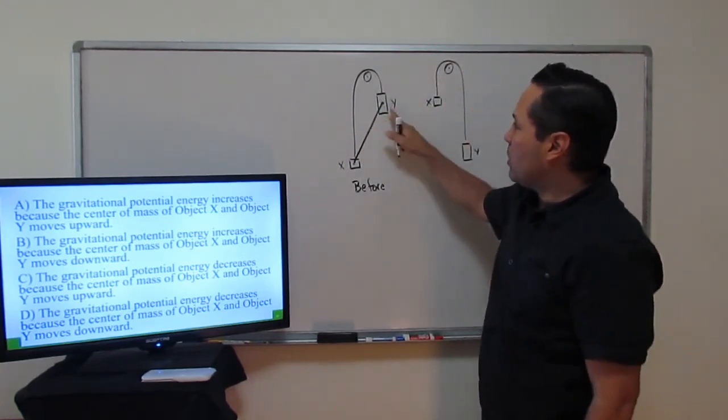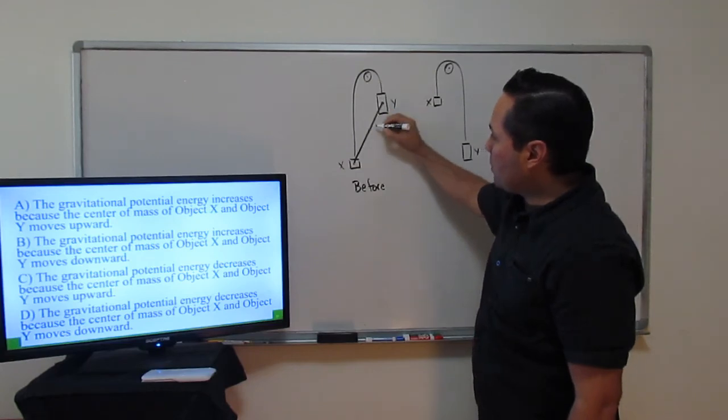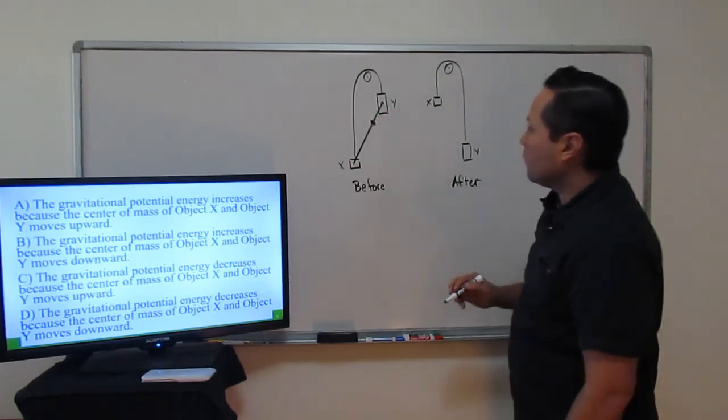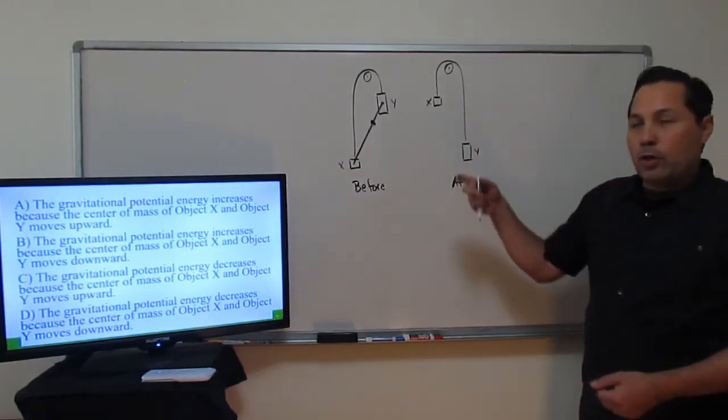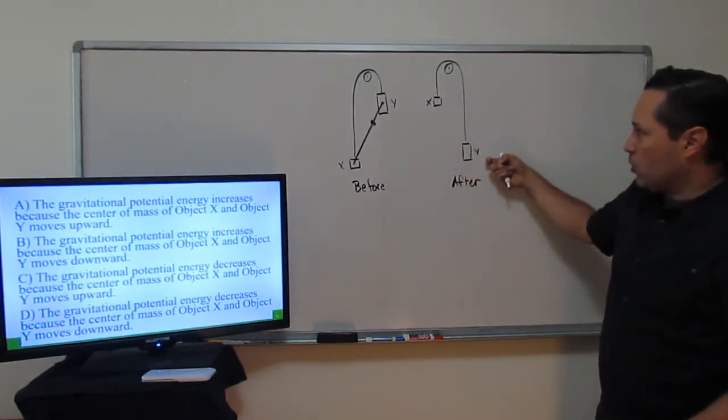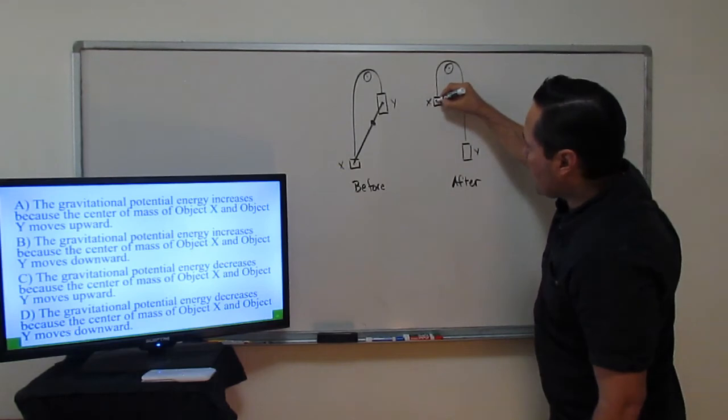Not quite, because object Y has more mass. So if this is the middle, I would say that the center of mass will likely be there. Now, after, object Y is heavier, so it falls to the ground. Where's the center of mass now?